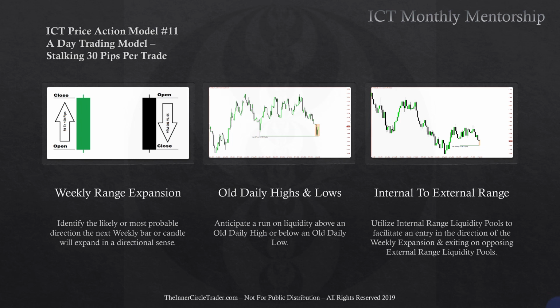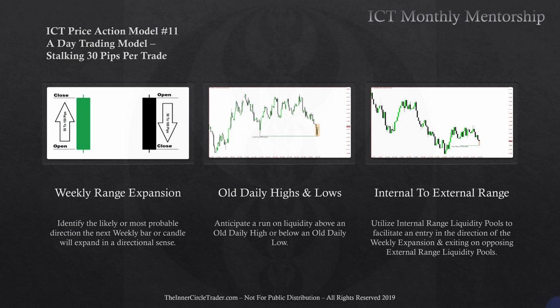But you're going to be looking at old daily highs and lows with this model. So that's going to be the target or the draw. Think of it like a magnet on price. It'll pull price to that level. So IPDA will want to reprice to these old daily highs and lows to allow institutions to offset or accumulate at that level. So we're anticipating a run on liquidity above an old daily high or below an old daily low. We're using internal range liquidity to target external range liquidity.